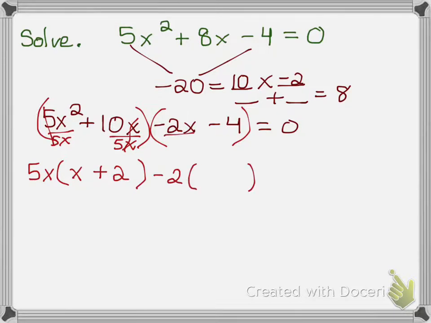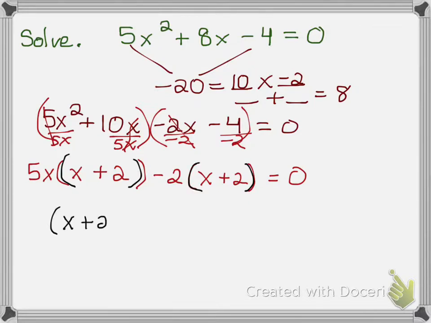And then when I divide negative 2 into each one, I'll get x, and negative 4 divided by negative 2 gives me positive 2, equal to 0. Looking at what I have, I'm going to then factor out my common factor, which is x plus 2, so that'll go in front. And then whatever I have left over goes in parentheses together, which is 5x minus 2, equal to 0.